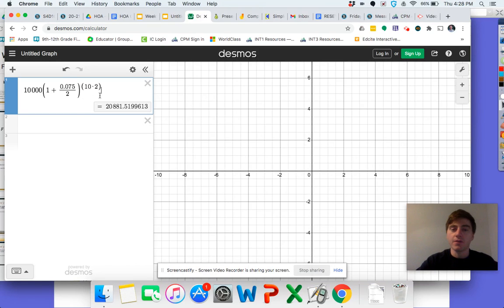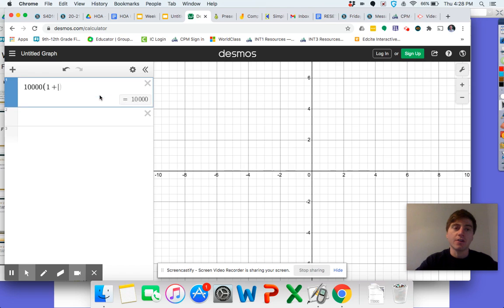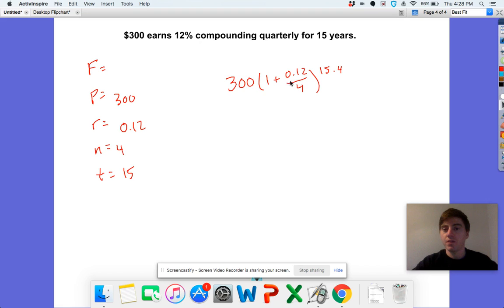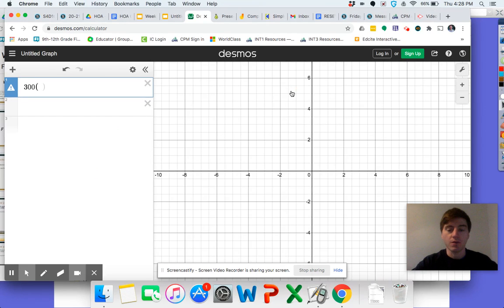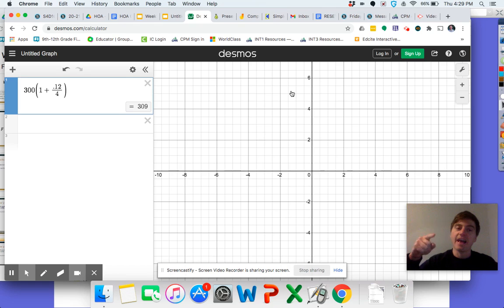Okay, so I would go to Desmos, and you're going to plug this guy in, whatever you have. We had the original 300. And we open parentheses to say that we're multiplying. So it's 1 plus 0.12 over 4. So we say 1 plus 0.12. To put this over something, we hit the backslash button. It's the one with the question mark. So divided by 4. And then to get out of that, you have to hit the over arrow, and it'll take you out of that.